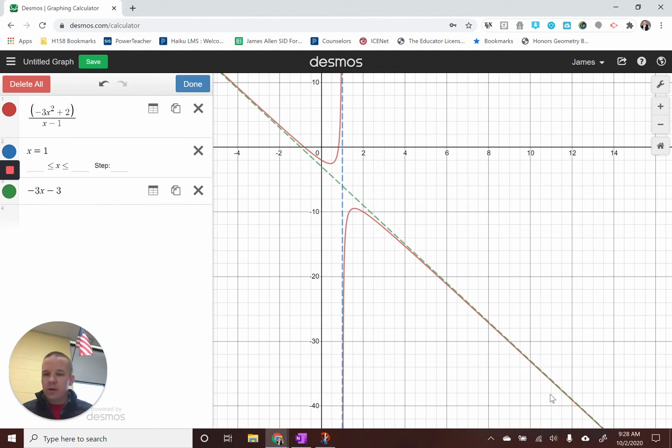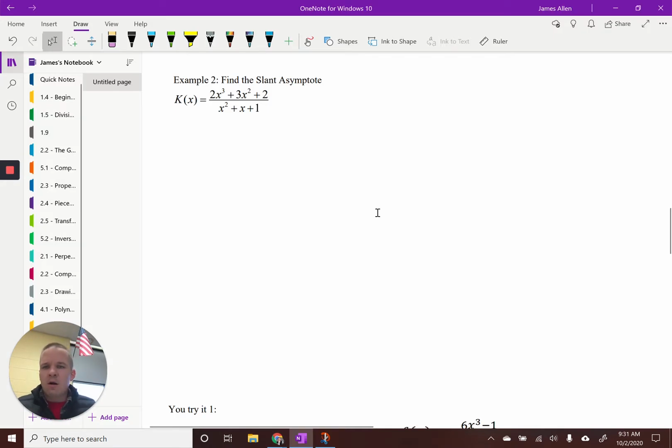Wonderful. There's our first one. Not too bad, right? All right, we're going to hop back to some notes. We're going to do another one. I have a feeling it's going to involve long division. I know it is because we wrote them. All right, new problem here. We've got to find the slant asymptote or the oblique asymptote once again.